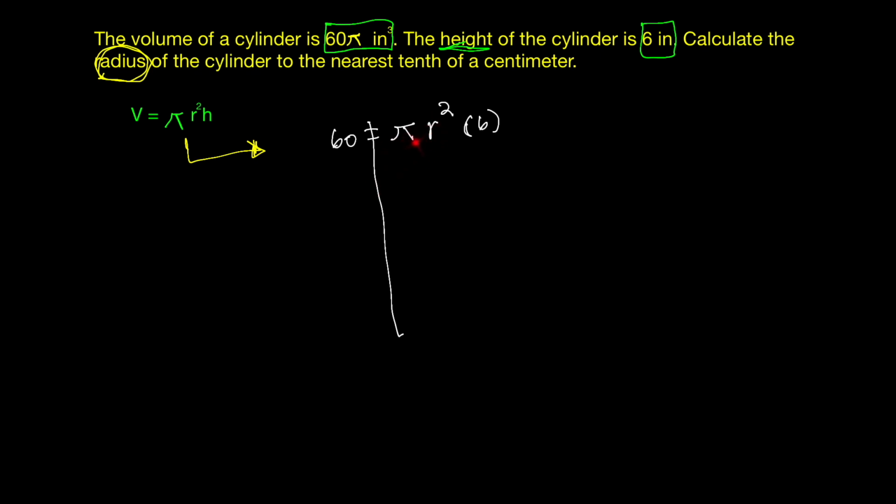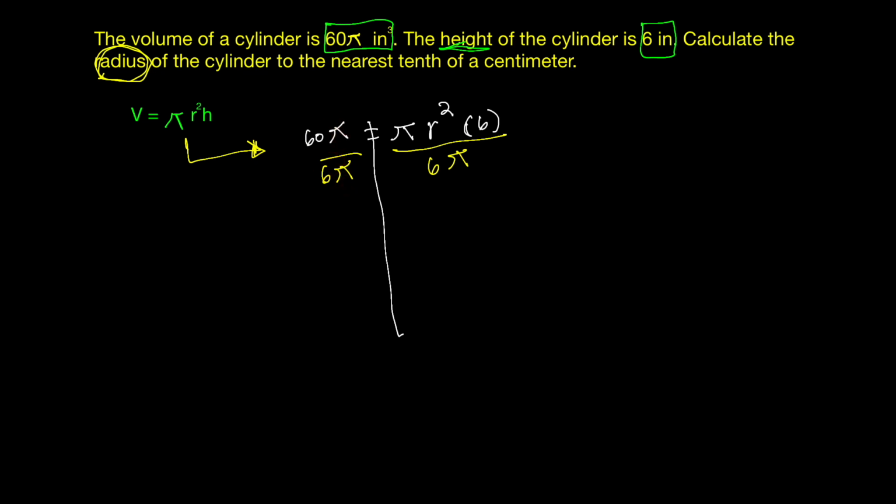So I have to isolate r. I see that I have a pi and I have a 6. I'm multiplying these two quantities, so to get rid of them, I can divide by 6 pi on both sides. And this 60 should be a 60 pi.